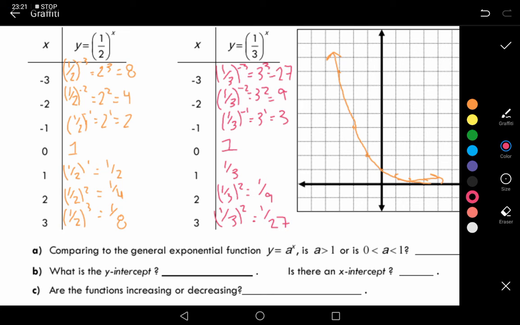Okay, now that we have those points, we are going to plot them on our graph. So the first point is -3, 27, which again, I'm not going to be able to plot just because I don't have a large enough scale here. So I'm going to start with -2, 9. So -2, 1, 2, 3, 4, 5, 6, 7, 8, 9. -1, 3. 0, 1. 1, 1/3.